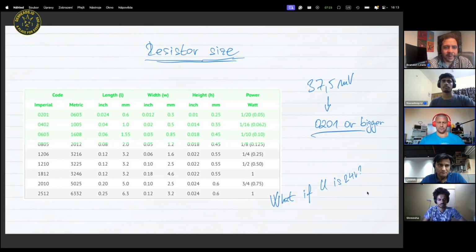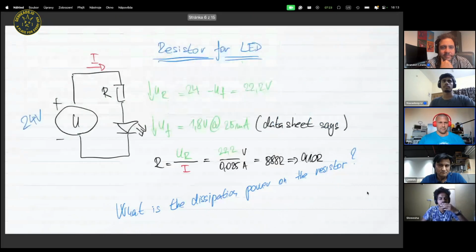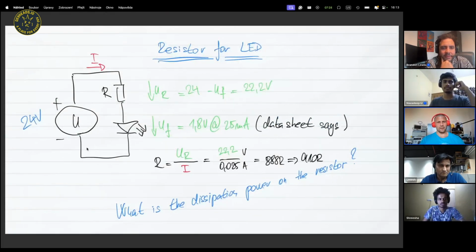Another question. What if the voltage of the power supply is 24 volts, which is another common voltage level in electronics, most of the time in industry? Let's see. In that case, the voltage of the power supply is 24. We need to drive the LED with exactly the same current as before, so 25 milliamps. So the voltage drop at the resistor is now different. Now it is 24 minus the voltage at the LED, which is 1.8, and it gives us 22.2 volts. This is our new voltage drop at the resistor.